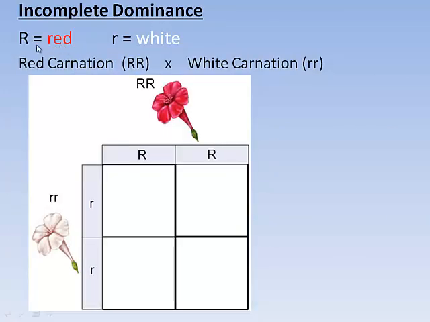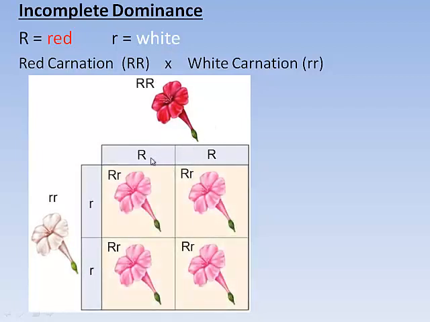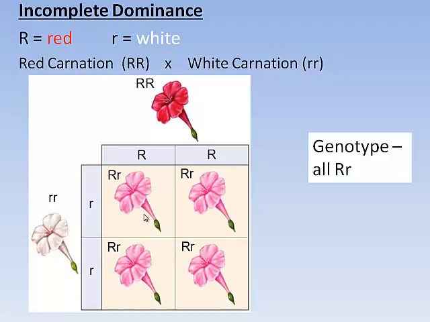In carnations, capital R is red, little r is for white. So if we take a homozygous red carnation and a homozygous white carnation and we cross them, when we do our Punnett square, all the offspring will be heterozygous, and instead of being red or white, they'll be a third phenotype. They'll be pink. So the heterozygous form shows a third phenotype. That's your tip-off for incomplete dominance.